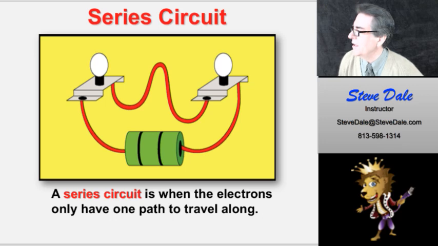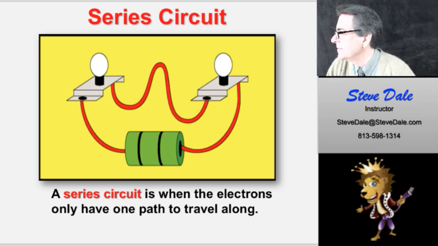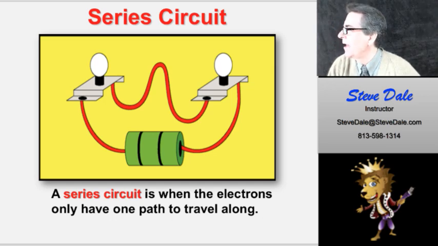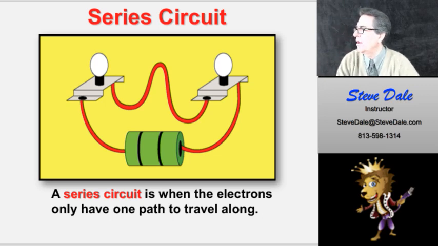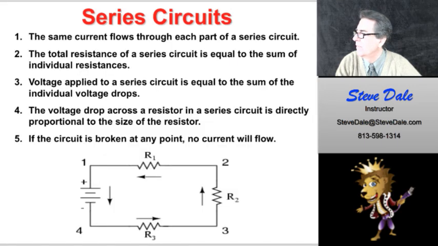In a series circuit, the electrons or the current have one path to flow through, one travel path. You can see in this representation here, you have a green battery power source, a red wire running through two lights, and there's only one path for the current to flow through.